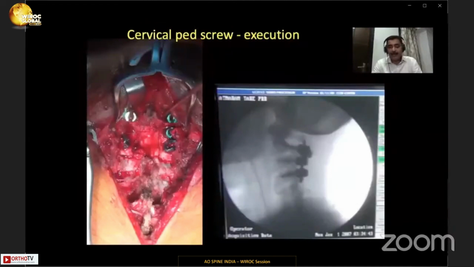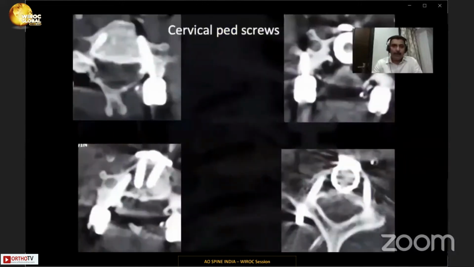We have found out that the AP view is not of much importance. It is the lateral view which gives a good orientation, and a perfect pedicle screw, according to me, is the one which goes and hits at the tip, at the anterosuperior corner of the vertebral body. So that's a good screw.